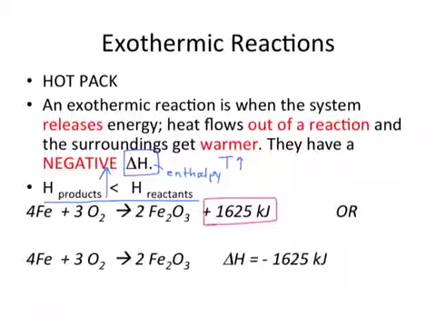Another way to write it would be, instead of including the exact magnitude of the heat as a product, to just go ahead and off to the side of the reaction, usually off to the right, put delta H is equal to negative 1625. Remember that the negative sign just tells you that energy is being released into the surroundings.